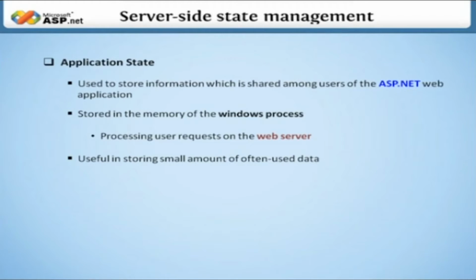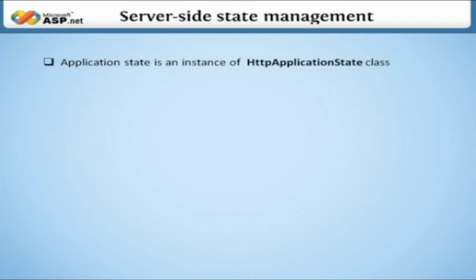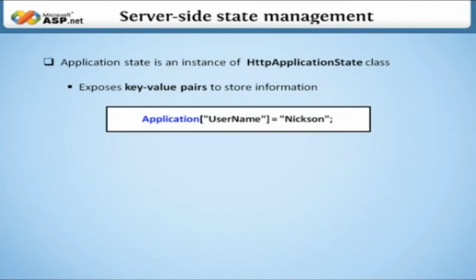If application state is used for such data instead of frequent trips to the database, it increases the response time performance of the web application. In ASP.NET, application state is an instance of HTTP application state class, and it exposes key value pairs to store information. Coding for storing information in application states is as follows. And the code for retrieving value from application state is as such.